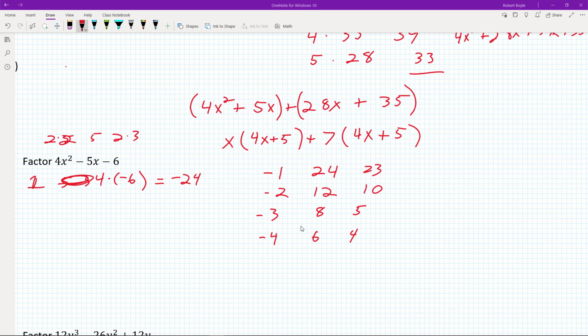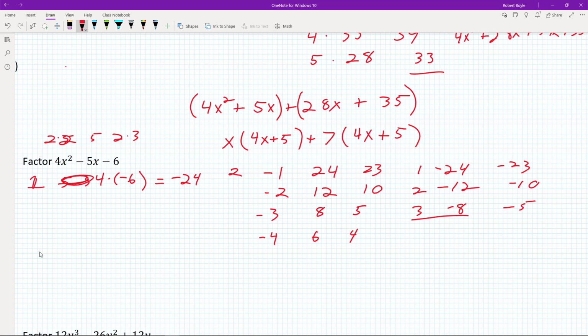Let's walk through it one more time. We will have 1 and negative 24, which is negative 23. We will have 2 and negative 12, which is negative 10. We will have 3 and negative 8, which is negative 5. And that is what we are looking for right here. So that is pretty much step 2.